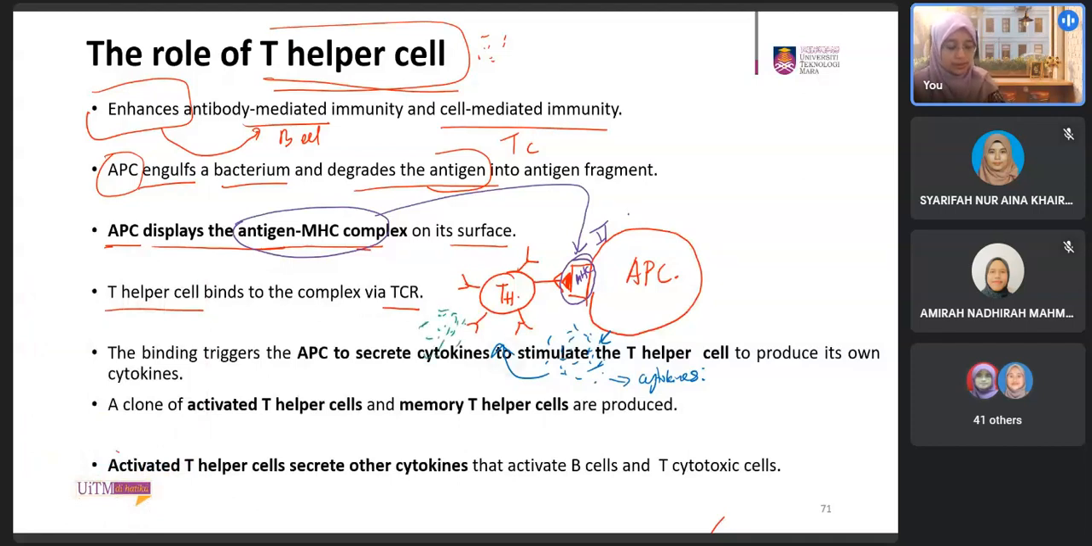Okay, so a clone of activated helper T cell then will proliferate into many of the helper T cell and then dia akan differentiate. Proliferate first. It proliferate, the helper T cell. First, it is activated. Second, proliferate. Third, after proliferation, it will differentiate.